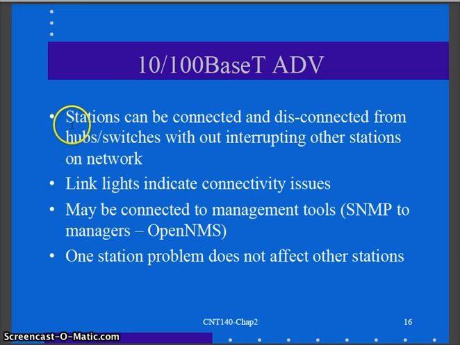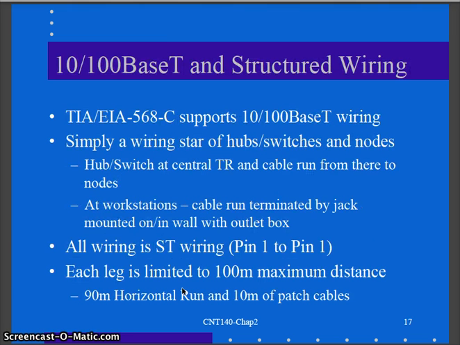As we said before, stations can be plugged or unplugged. It's not affecting anybody. I get blinky link lights for troubleshooting connectivity issues, and I can also connect devices like OpenNMS using Simple Network Management Protocol to monitor my network and learn what's going on. Since I have a smarter node in the middle of the network, I can talk to it and let me know what's going on, almost like looking at the gauges on the dashboard of my car. And again, one station problem does not affect anybody else. These were all the advantages we mentioned a little bit ago.